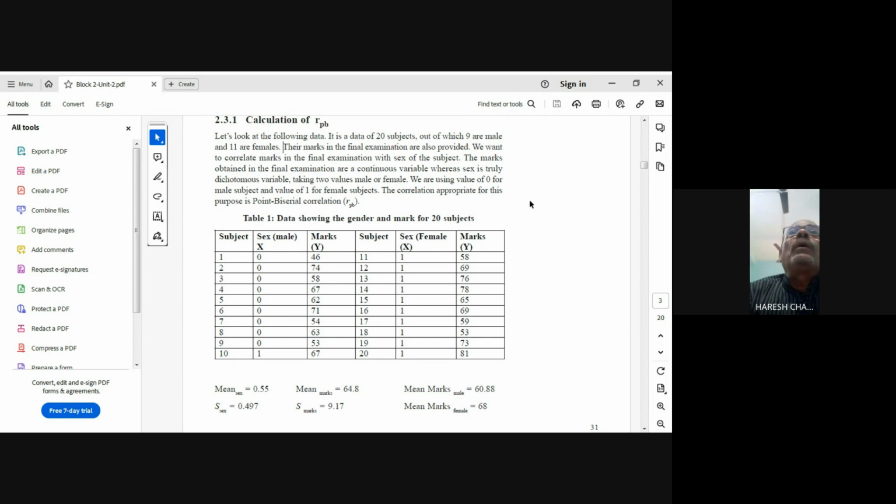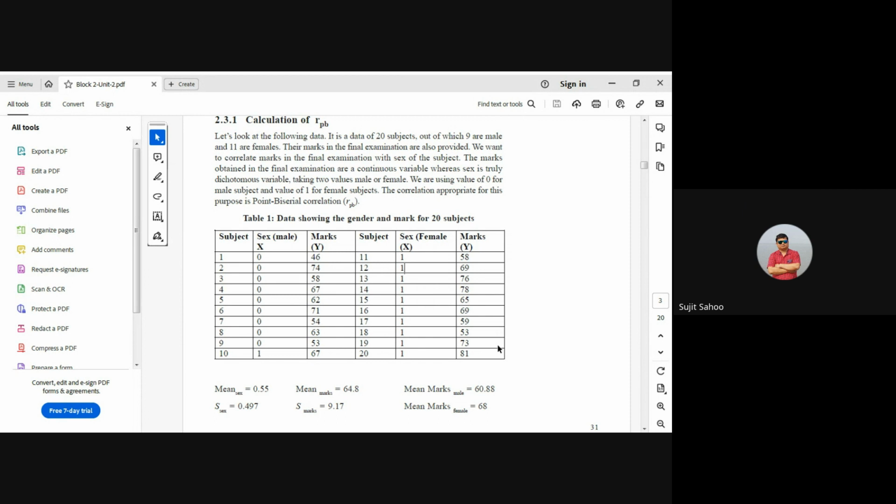Then now you can go for point biserial correlation. Here sex is, out of 20 subjects, 9 are males. Now the biserial is male 0 and female 1. You see X, sex, male 0 0 0 0, and the 10th one is female. Actually it is like that. So to make parity, 10, 9, 9, 10 go to each other. Now X is 0 1 and these are the marks in the examination.